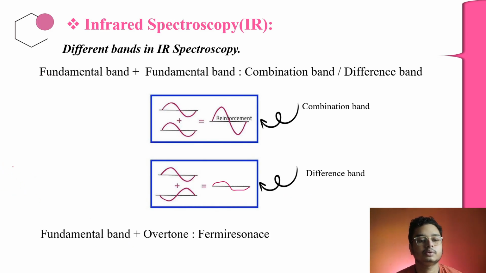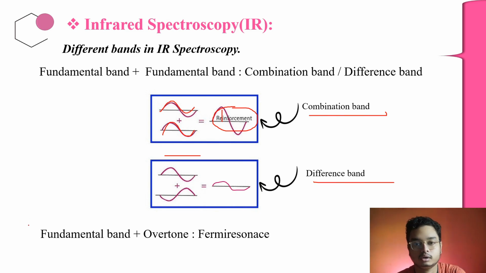Here you can see that when two fundamental bands combine, it shows the combination band or difference band. If both are in the same phase and combine, reinforcement takes place and the amplitude of the wave increases, and then it is called the combination band. If both are in an anti-phase relationship and combine, their amplitude decreases, and this is called the difference band. When the fundamental band and overtone combine, Fermi resonance takes place.